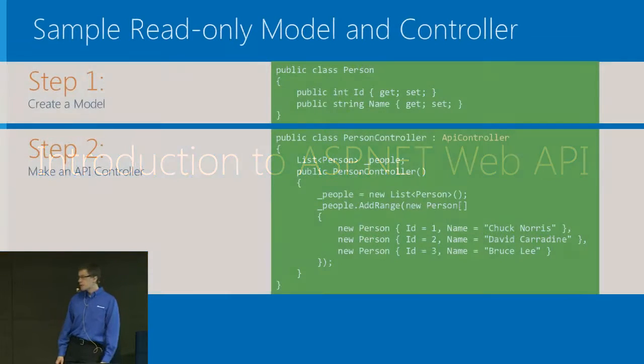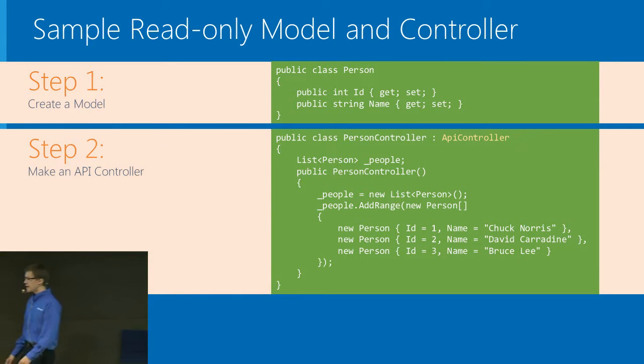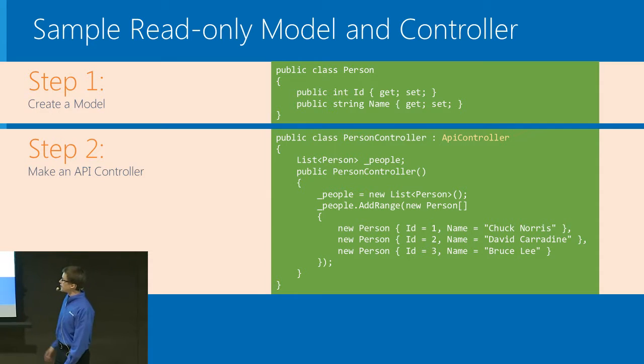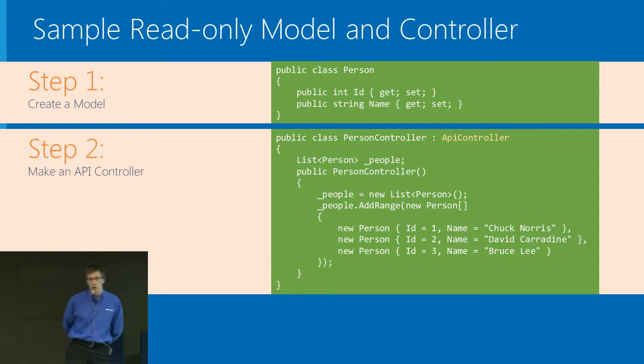Okay, that's briefly about the HTTP API in general. And here is an example of defining a sample read-only model and a controller. I'm going to show you an example, obviously, very soon on this, but here is the basic information. I have a really simple model class, which in this case is a person, and the person has an ID number and a name.